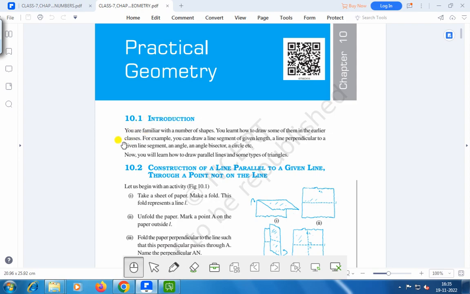Here is the introduction. You are familiar with a number of shapes. You learned how to draw some of them in the earlier classes. For example, you can draw a line segment of given length, a line perpendicular to a given line segment, an angle bisector, a circle, etc. Now we'll learn how to draw parallel lines and some types of triangles.